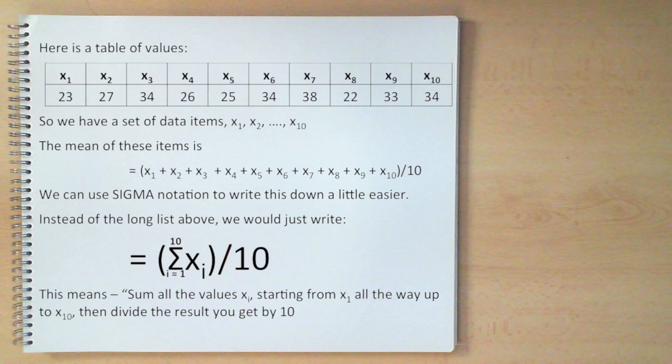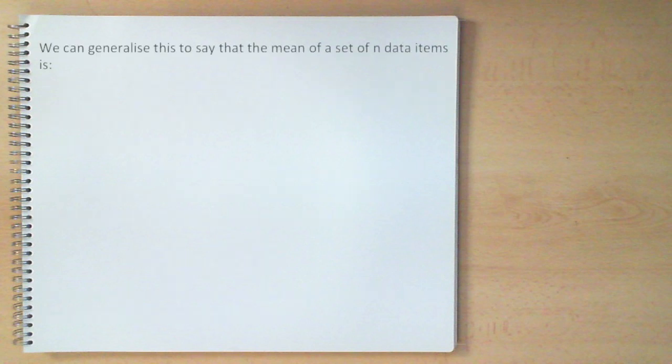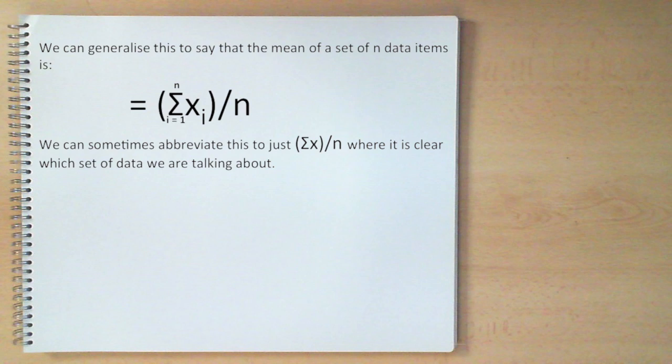Let's generalize the equation for a set of n data items, and we would then write it as follows. It would be sigma i equals 1 to n of xi divided by n. Sometimes we just abbreviate this to sigma x, where it is clear that we're talking about a particular set of data. This notation is probably new to you, so I suggest you review this video again to make sure that you've understood exactly what it is that we're trying to get across here.